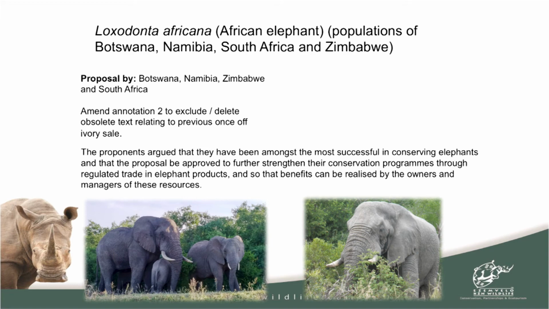So the proponents argued that they have been amongst the most successful in conserving elephants, and that the proposal be approved to further strengthen their conservation programs through regulated trade in elephant products, so that benefits can be realized by the owners and managers of these resources. So by vote again, the proposal was rejected. And we're starting to see a trend.